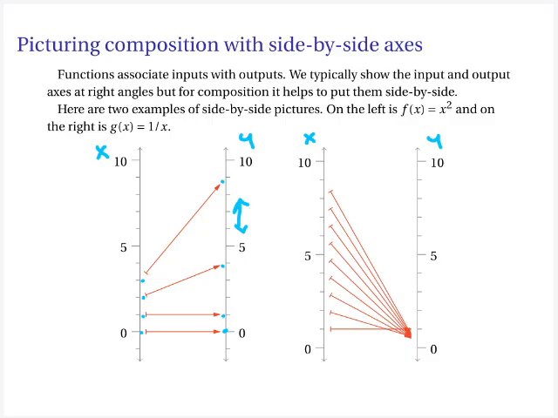Okay, now let's turn and look to the g of x equals 1 over x. And here I have, for example, the 9 maps to 1 over 9, which is about 0.11. And 5 maps to 1 over 5, which is about 0.20. And 1 maps to 1 over 1, which is 1.